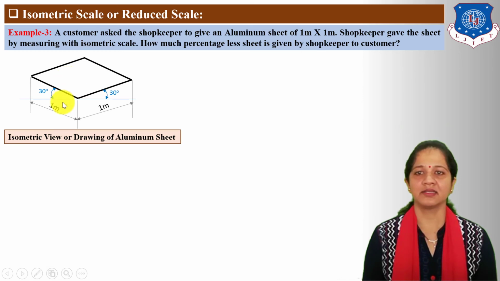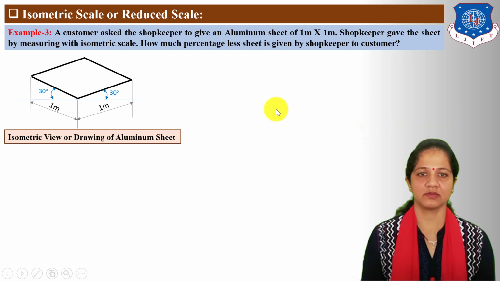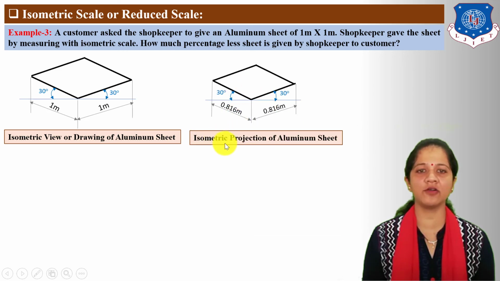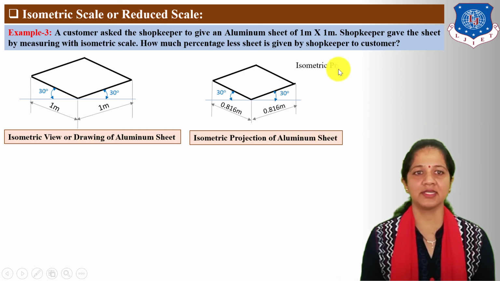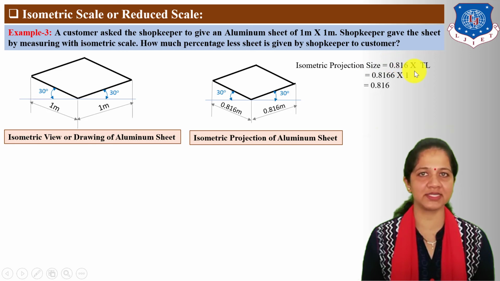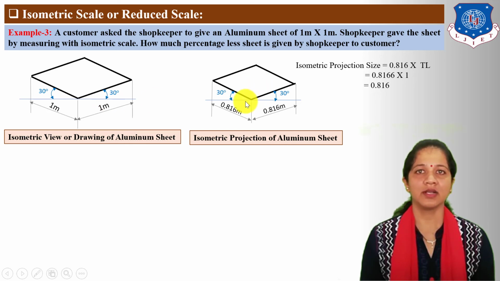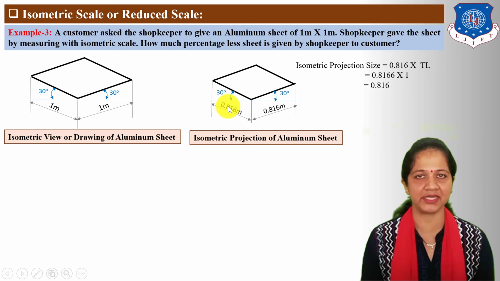Here you can see the rough drawing of given sheet. Length and width is given 1 meter and this indicates isometric view or drawing of aluminum sheet. Here you can see the rough drawing of isometric projection of aluminum sheet. In isometric projection, size is equal to 0.816 into true length. Here true length is given 1 meter. So, length and width of this aluminum sheet for isometric projection is 0.816 meter.